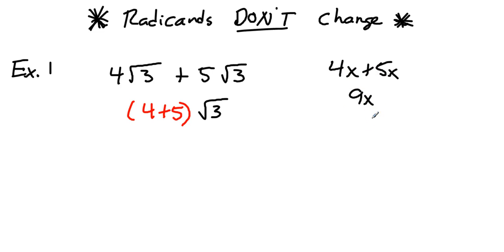This one's the same thing, but now it's almost like when you have your square roots, those are like x's. As long as it's the same number, it's almost like it's its own variable when you're going through those. So you do 4 plus 5, that would be 9. The square root of 3 doesn't change, so that answer would just be 9 square root of 3.